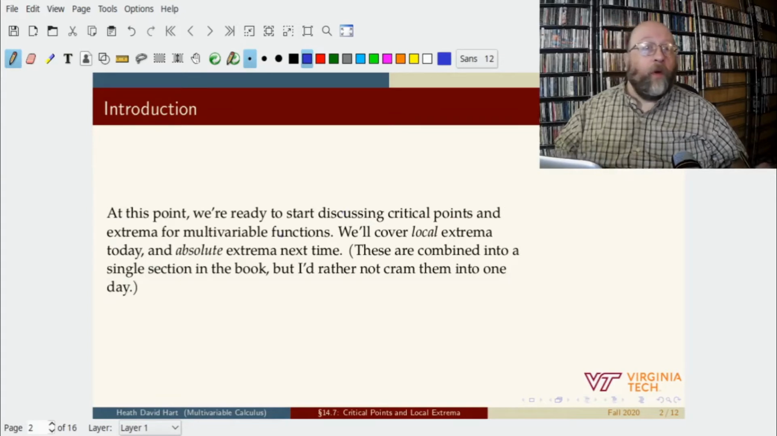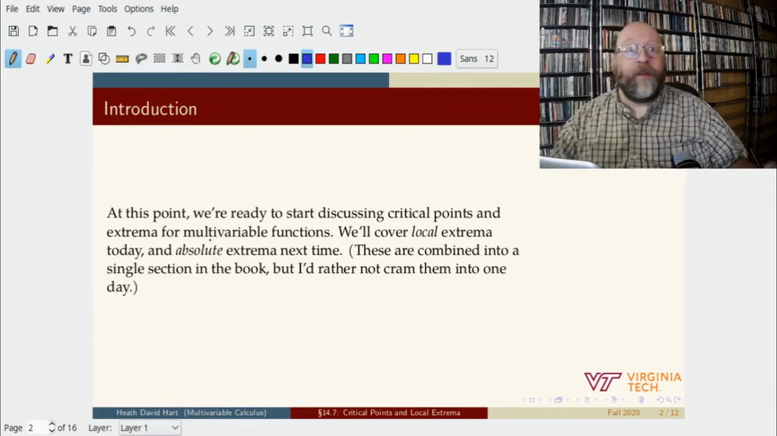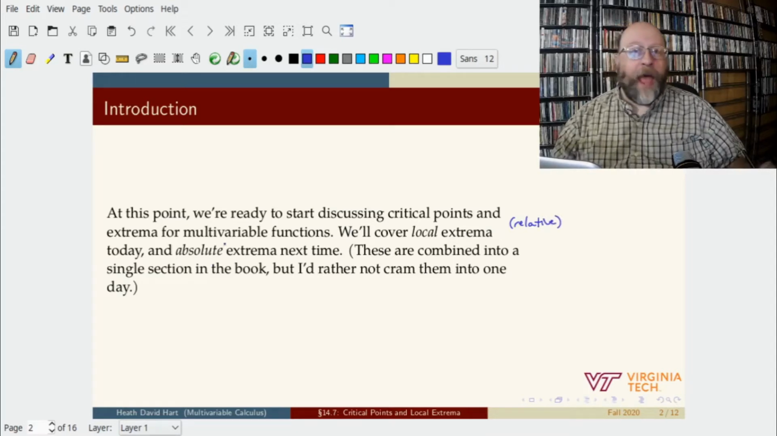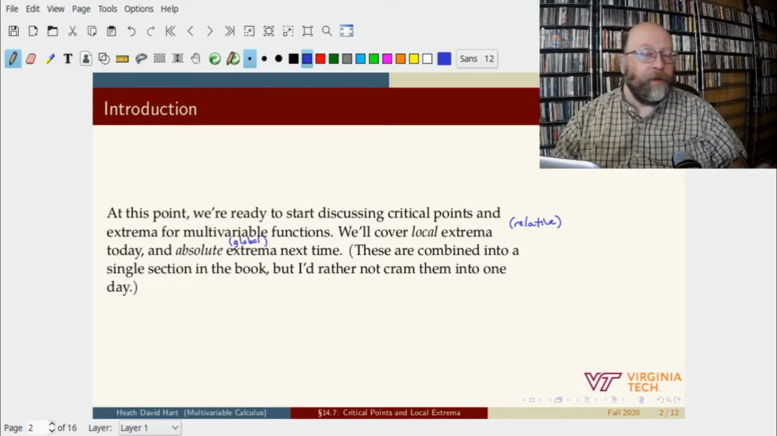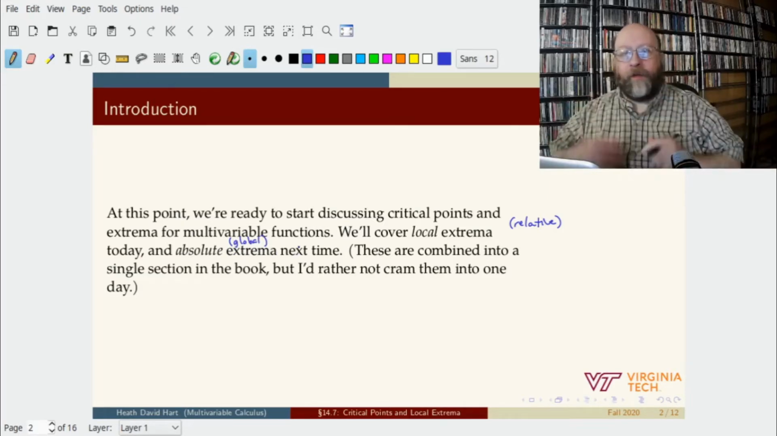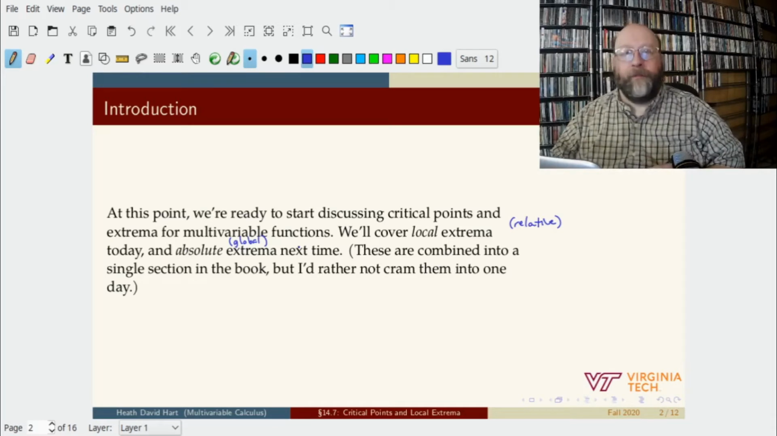So at this point, we're ready to start discussing critical points and extrema for multivariable functions. We're going to talk about local extrema today. You may have called these relative extrema in the past. Local or relative extrema. Absolute or global, you may have also called these global, depending on where you learn this. And we'll cover those next time. In the book, they're all combined into a single section, but I'm going to split this up over a couple of days. It's a lot of material for a single day. So that's our plan.